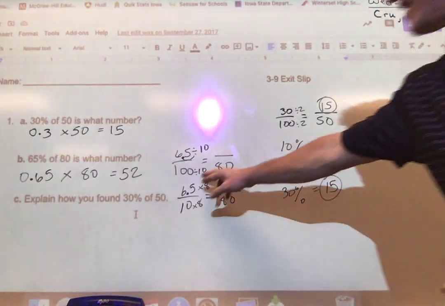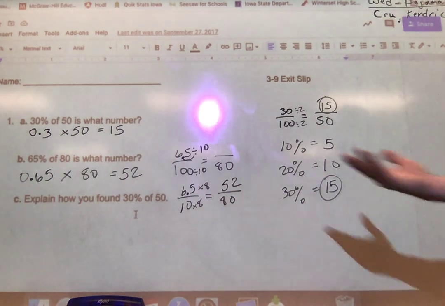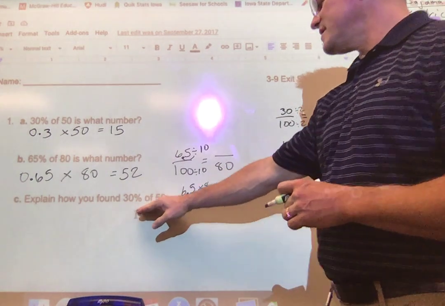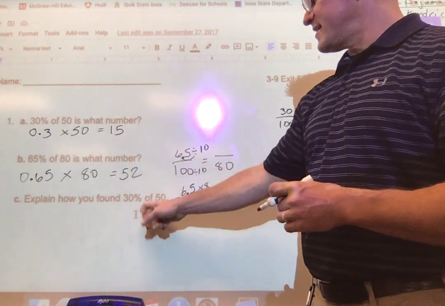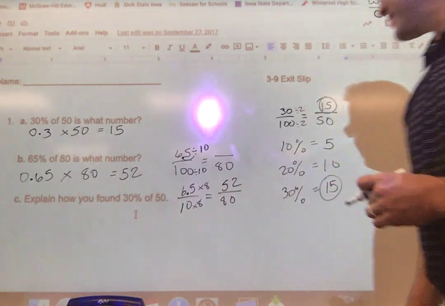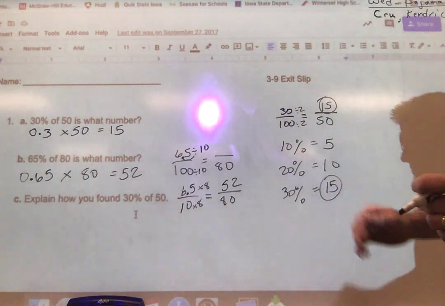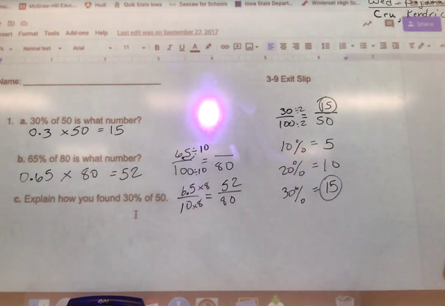It's okay to have a fraction decimal. It's a little more complex, but the thinking's correct. Okay, so explain how you found 30% of 50. Again, I could write what I talked about here, of means times, and I can convert it to a decimal and multiply, or I could have written how to change it to an equivalent fraction. We're not going to take the time to write that right now, but those are things that we could be writing there.